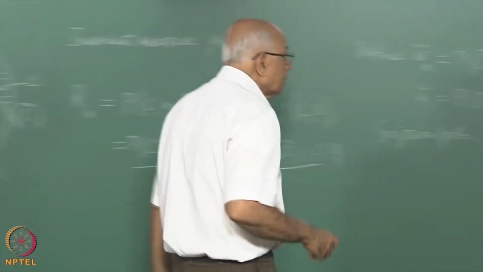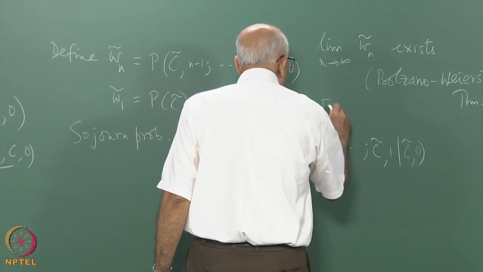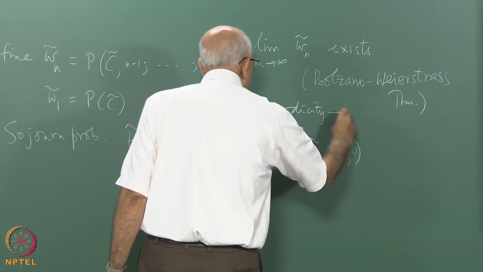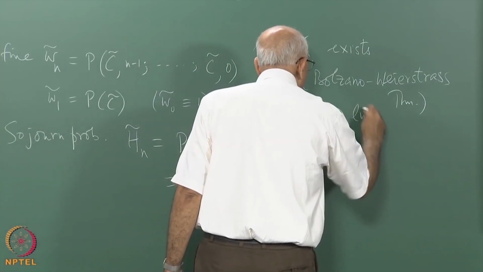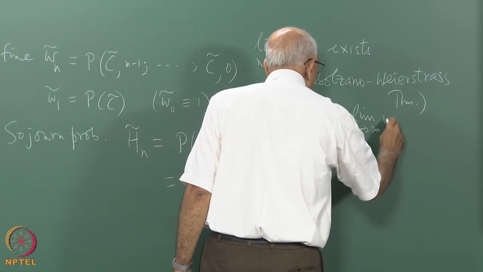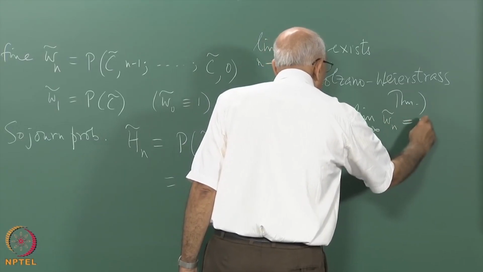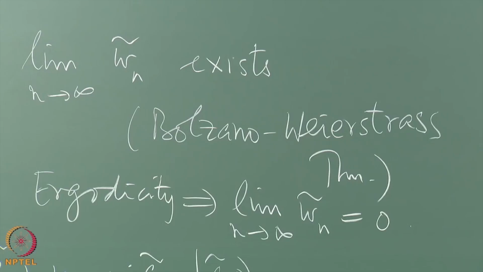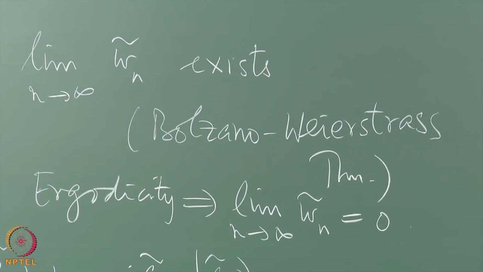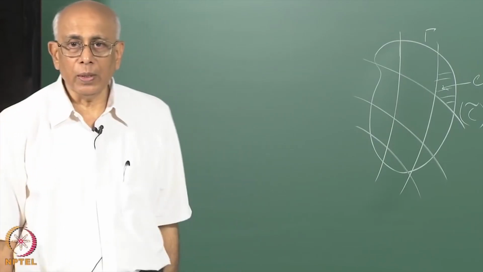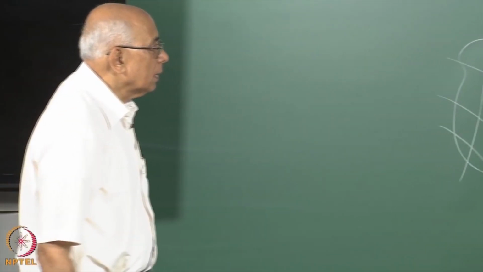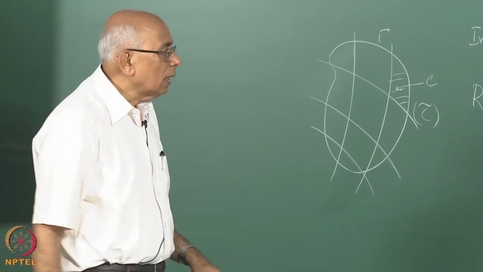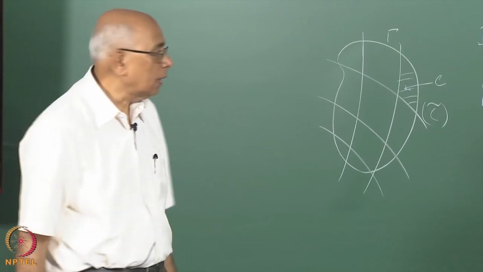Ergodicity then implies, and this is a crucial point, that the limit is actually 0. This probability has to go to 0 so that the probability of hitting C becomes non-zero, going into C becomes non-zero. So this is all the input we need, that this is a decreasing sequence and its limit point is 0 on this side, okay.